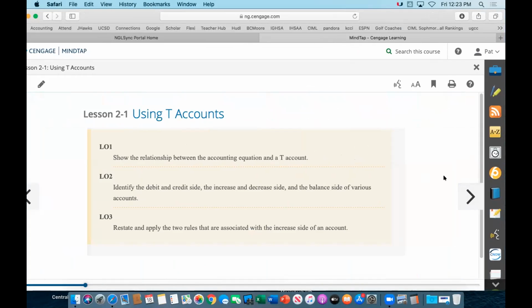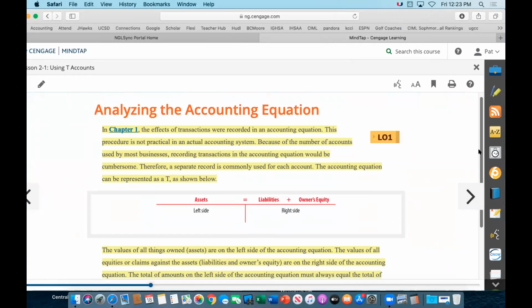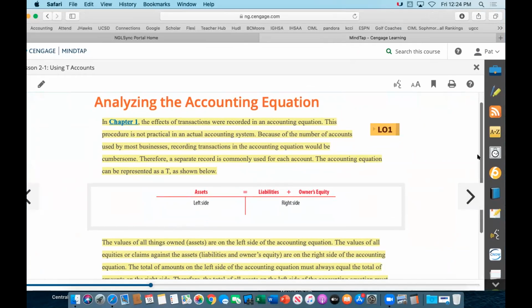It shows the relationship between the accounting equation, debits and credits. So we're going to learn about some stuff here, and I just gave you a real quick brief overview of it. All right, so we have what's called the accounting equation. Last chapter, we analyzed and talked about the accounting equation.